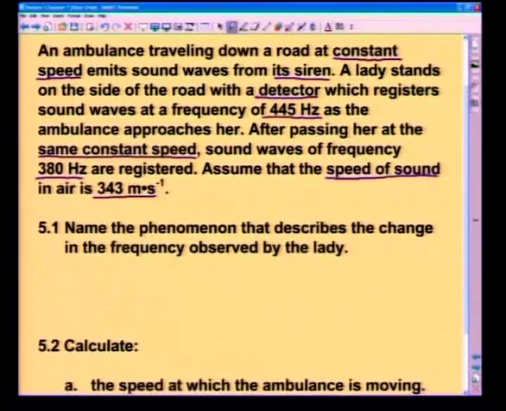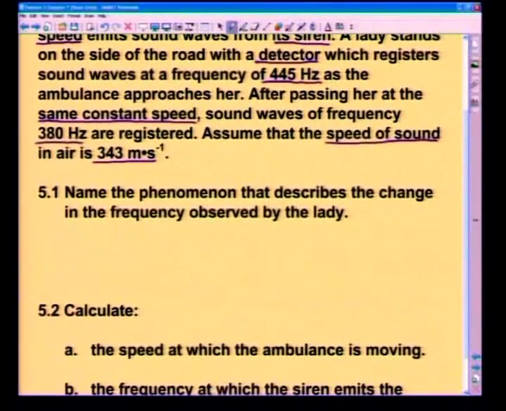The first question asked here is, name the phenomenon that describes the change in the frequency observed by the lady. We know that that phenomenon is called the Doppler effect. So you get your 2 marks by saying that.